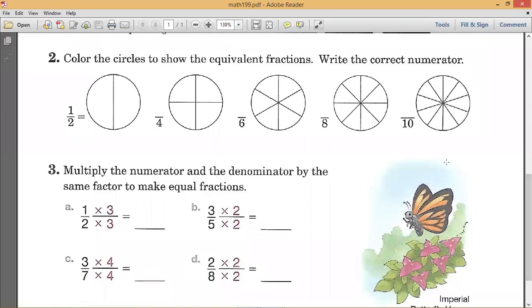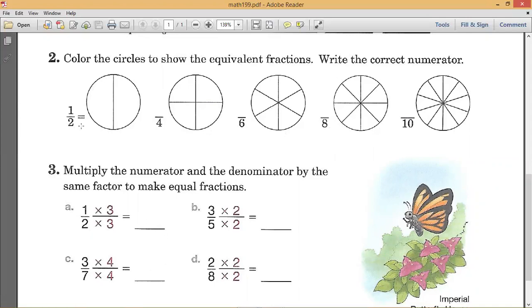So that's how simple it is. So let's take a look at number two. Okay? Color the circles to show the equivalent fractions. Write the correct numerator. So if you notice, you have five circles. Okay? Let's say these are pizzas, sliced into different equal parts. So we have here one half, and then here the numerator is missing. The denominator is given, 4, and it goes the same for the rest of the fractions. The numerators are missing, and only the denominators are given. So 2, 4, 6, 8, 10. So the denominator shows you into how many equal parts your pizza was sliced.